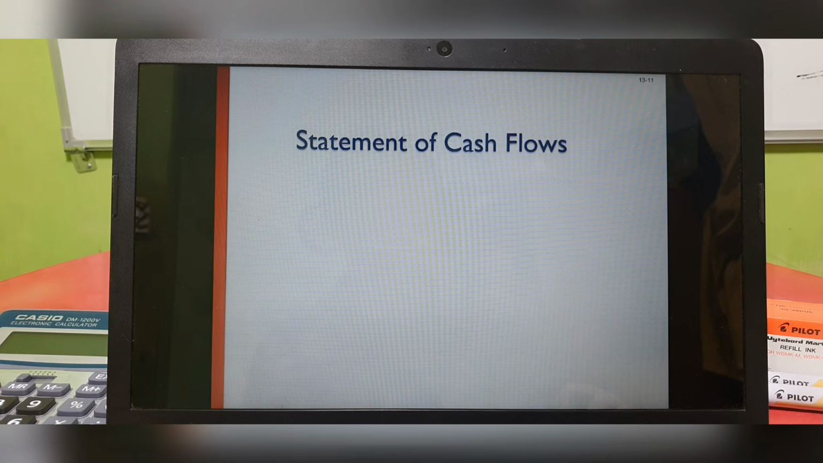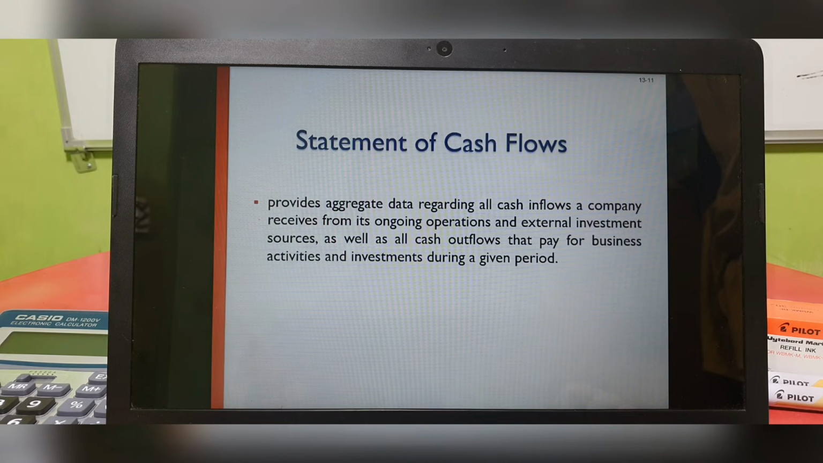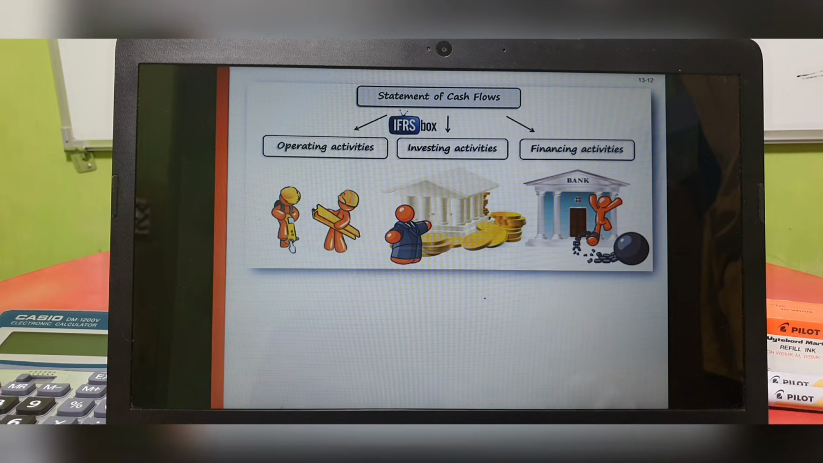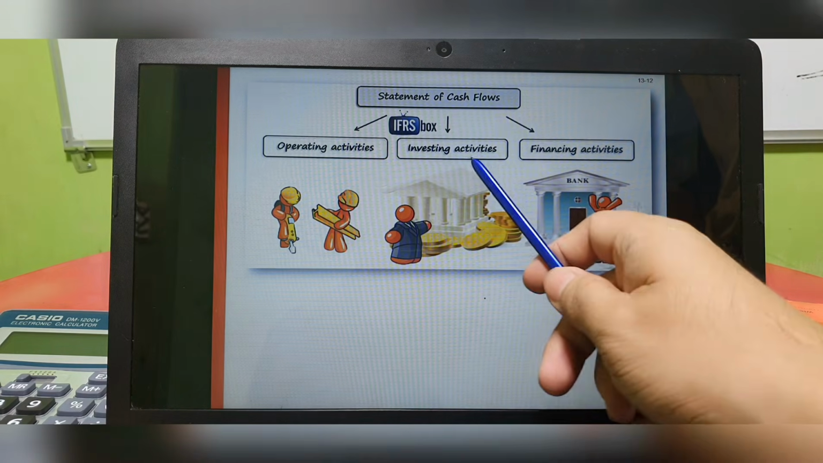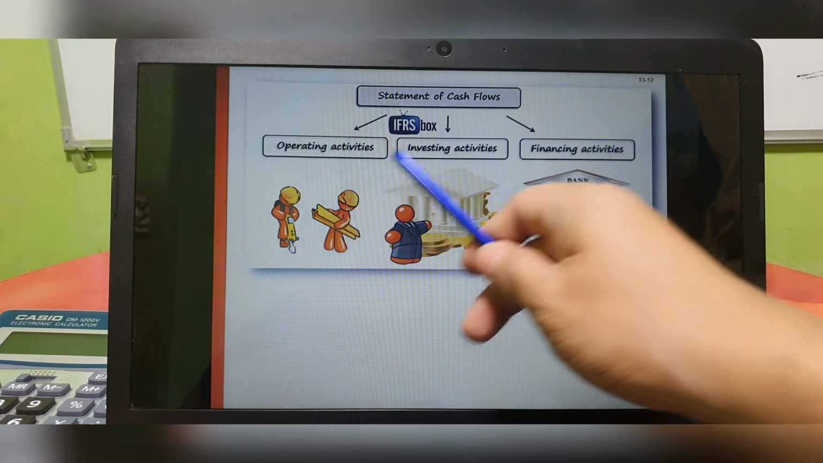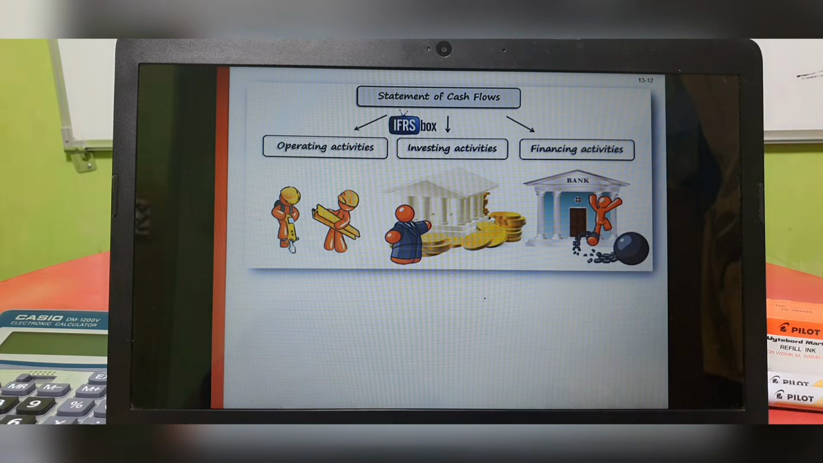And then afterwards, we have the statement of cash flows. Sa cash flows, we can see lahat ng cash inflows and outflows during a given period. And this actually merges the balance sheet and your income statement. There are 3 activities that we have in statement of cash flows. The activities are grouped into 3. It could be operating, investing, or financing.